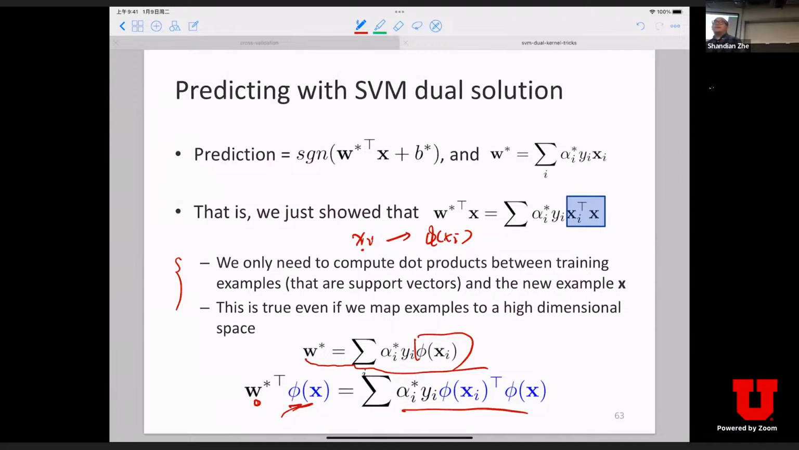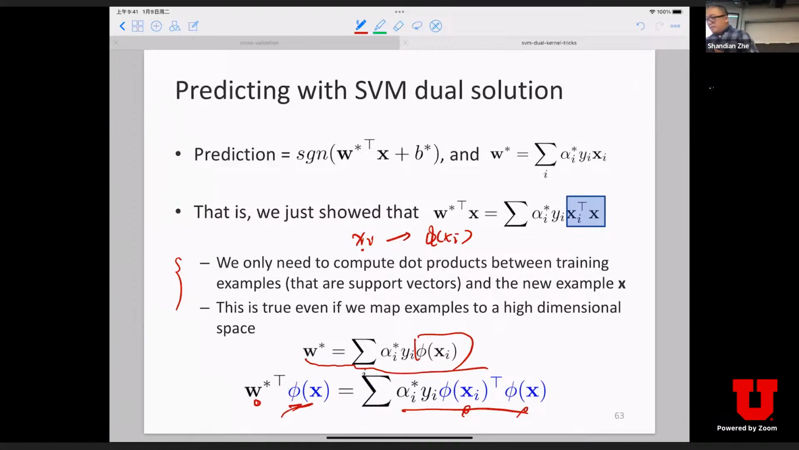It is still a weighted summation of the dot product between every training example's feature vector and the test example, right? But the only difference is that I need to first perform feature mapping. I first lift the original feature vector for both the training example and the test example into a higher dimensional space. Then in the higher dimensional space, I do the dot product, right?